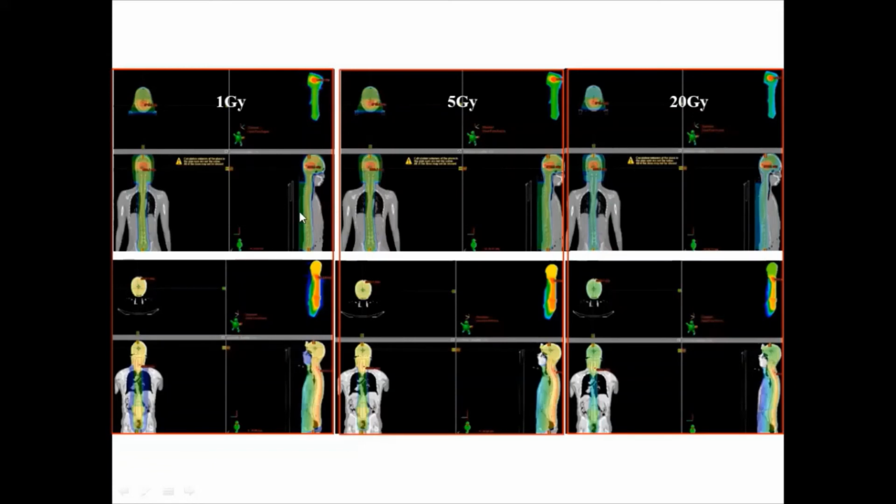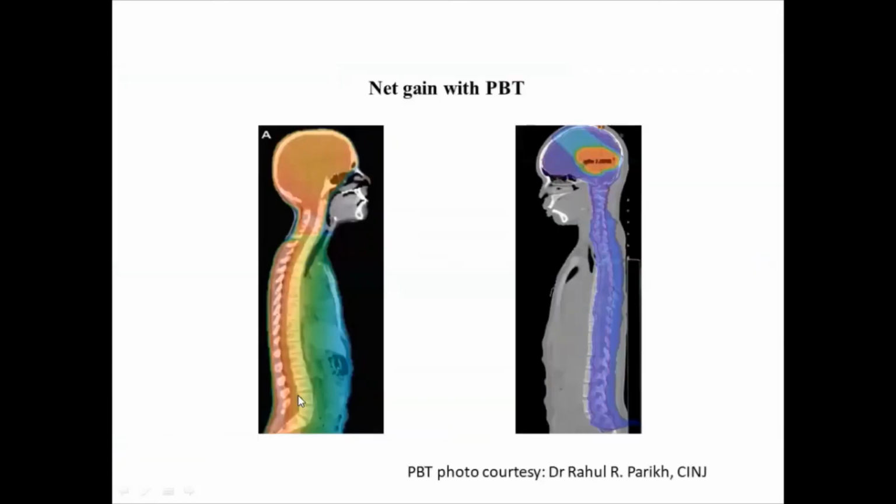There is avoidance of dose to the structures anterior to the spine, whereas in conventional photon RT, there is exit from the spinal field, delivering low to intermediate dose to structures anterior to the spine. So what is the net gain that we get with proton beam therapy? Here, we see how beautifully we have spared all the anterior mediastinal structures, and here, there is still a low to intermediate dose going to the structures anterior to the spine.